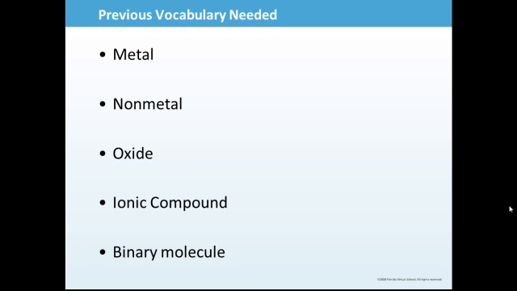A binary molecule just means that you have two elements. Bi means two. So binary molecule means any molecule that has two elements. That's super important because one of our reactions in the future says that we're going to form a binary molecule. So you must understand what that means. Just means a molecule with two elements.